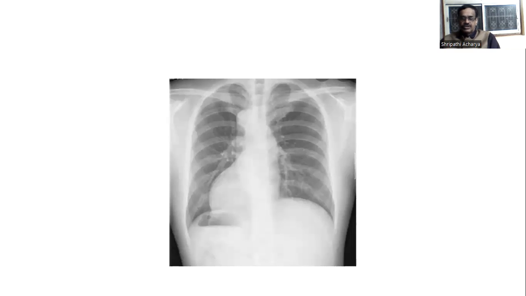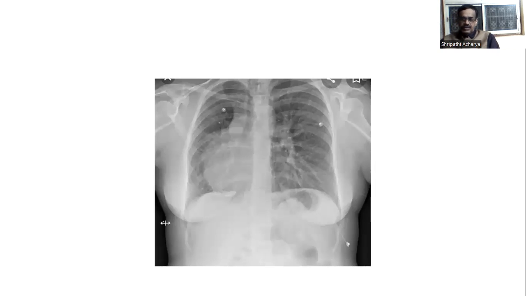Here is dextrocardia with situs inversus. You can see the heart shadow in the right side, cardiac apex in the right side, and stomach shadow also in the right side. You can see the air fluid level in the stomach is in the right side, and the liver, instead of the right side, is present in this patient in the left side. This is a condition of dextrocardia with situs inversus.